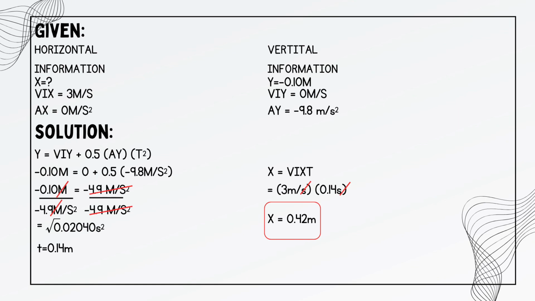After getting the value of time, let's now get the distance. This is the formula that we're going to use to get the distance. After knowing the formula, let's now solve it. 3 meters per second times 0.14 seconds is equal to 0.42 meters, which is the value of distance.